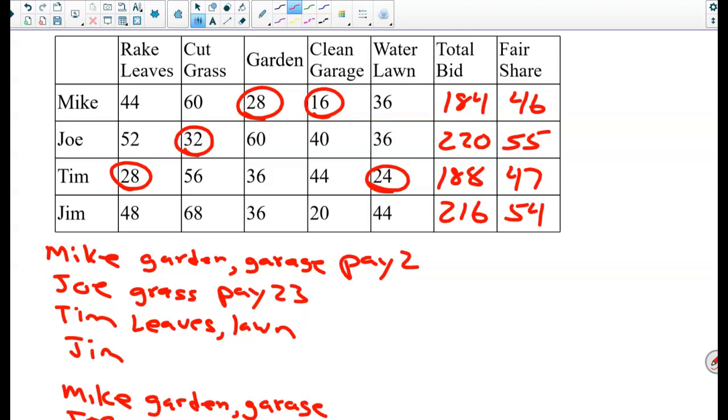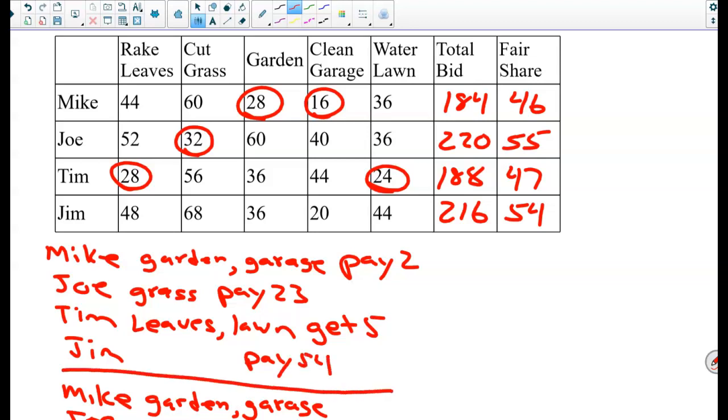Tim, his jobs are more than his fair share. 28 and 24 is 52, so he's going to get $5. Jim, who does nothing, has to pay the whole amount. He pays 54. So Jim pays 54. And think about that from a logical standpoint. If you don't have a job, shouldn't you have to pay?